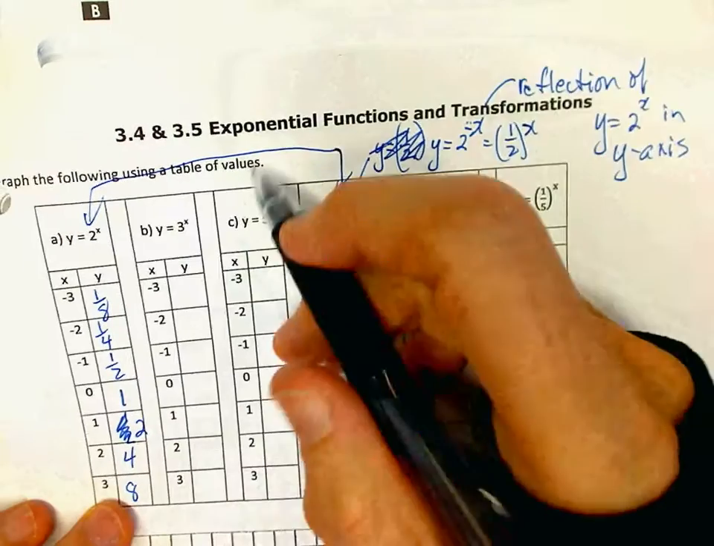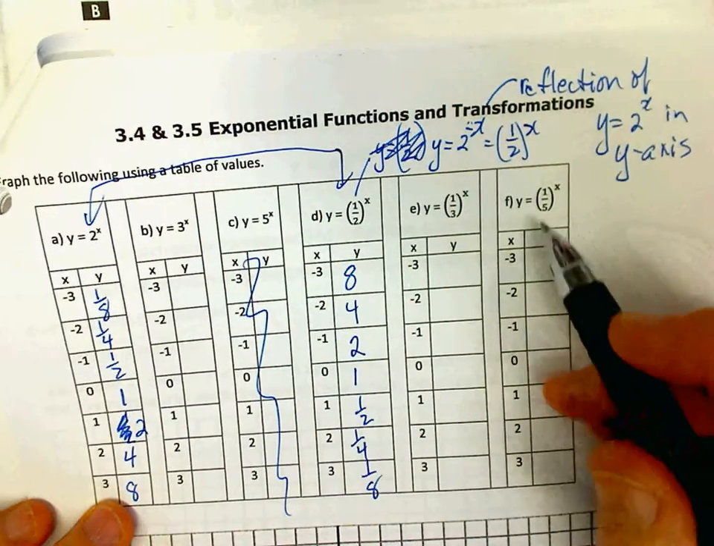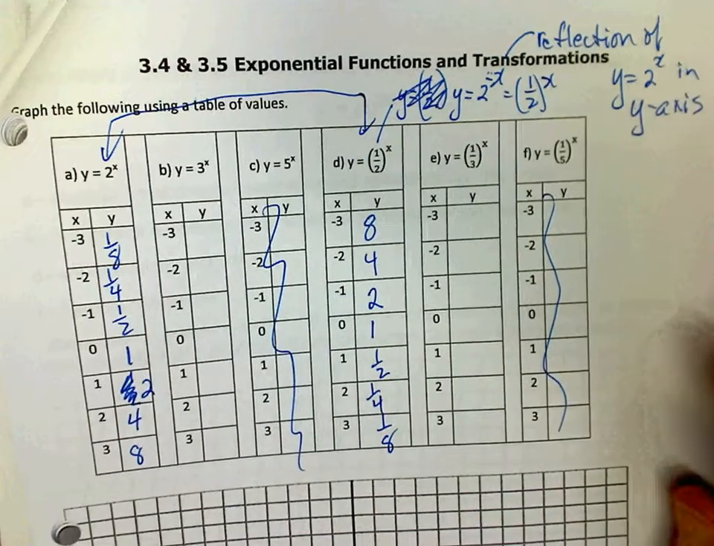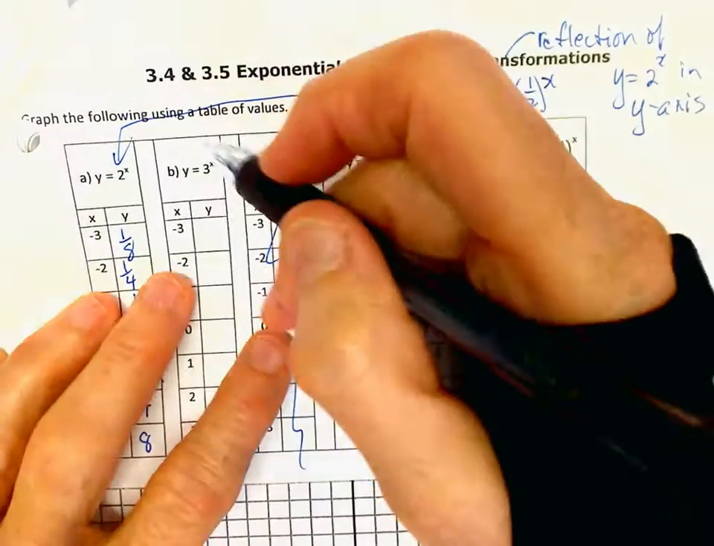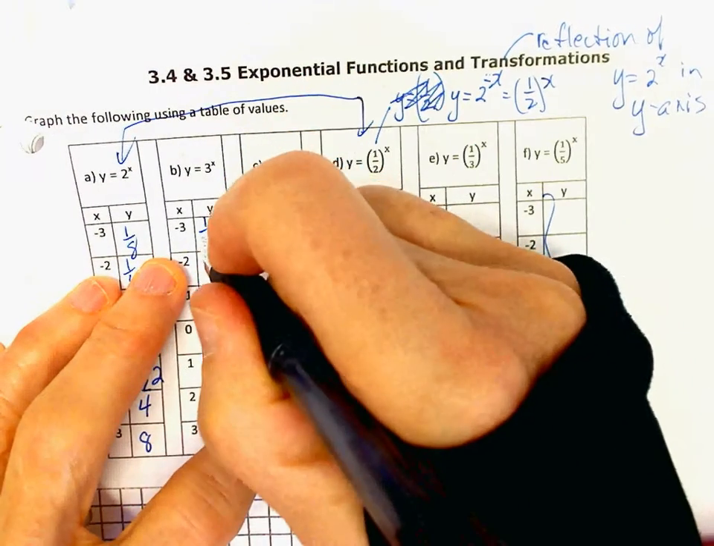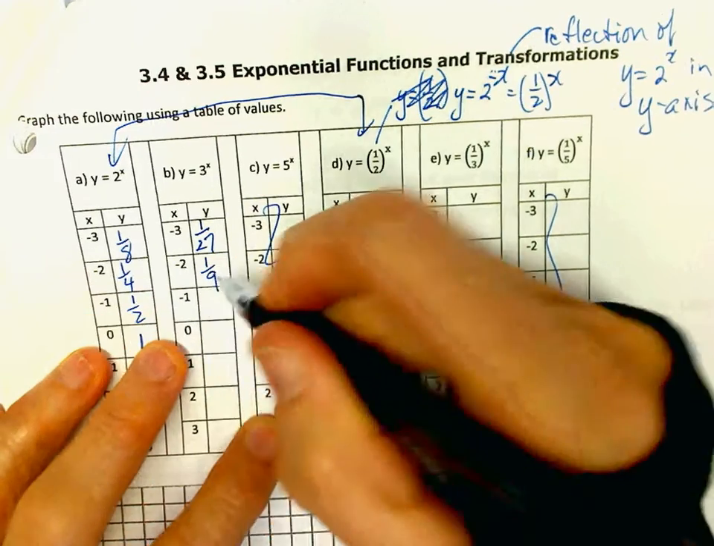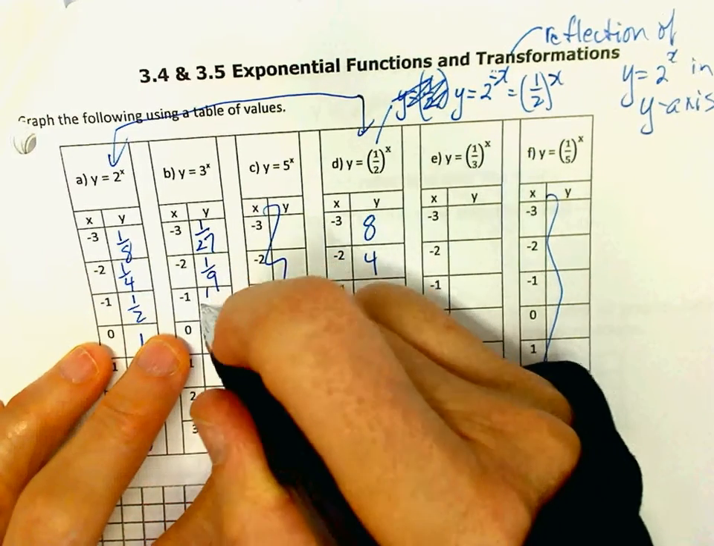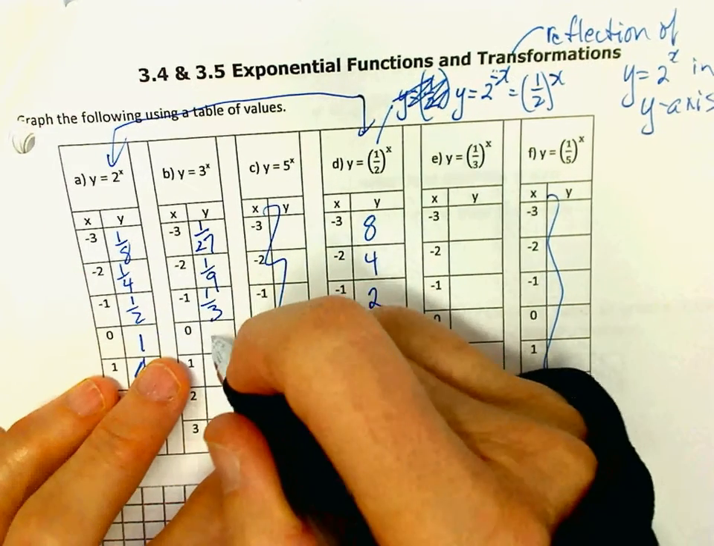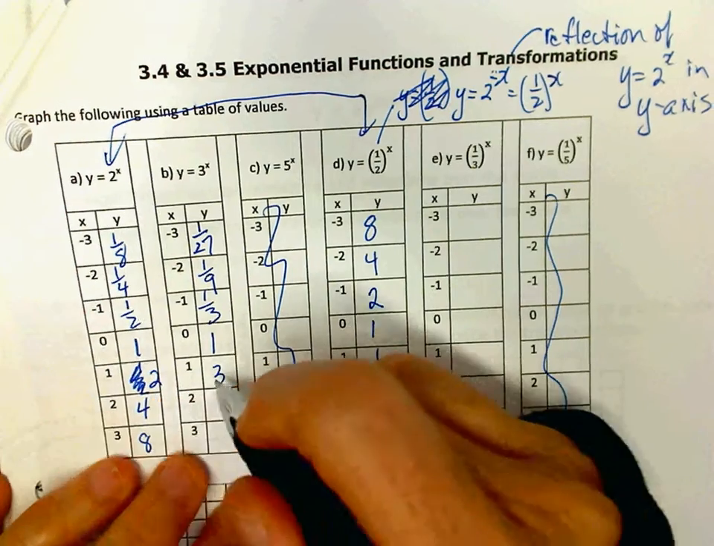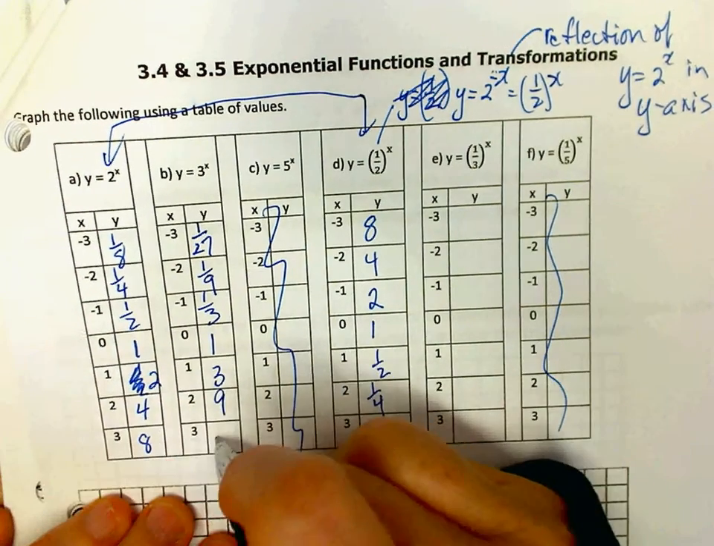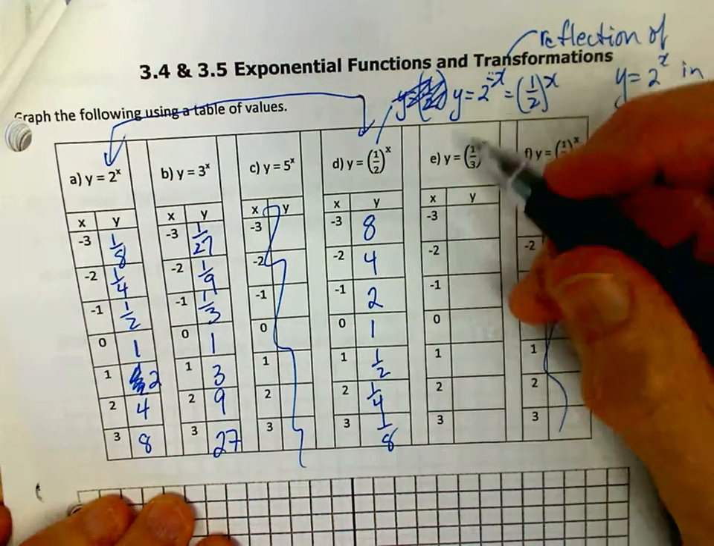Let's do 3. We're not going to do 5 because it's just redundant. Okay, 3 to the -3 is 1 over 27. 3 to the -2 is 1 over 9. 3 to the -1 is 1 over 3. 3 to the 0 is 1. 3 to the 1 is 3. 3 to the 2 is 9. 3 to the 3 is 27.